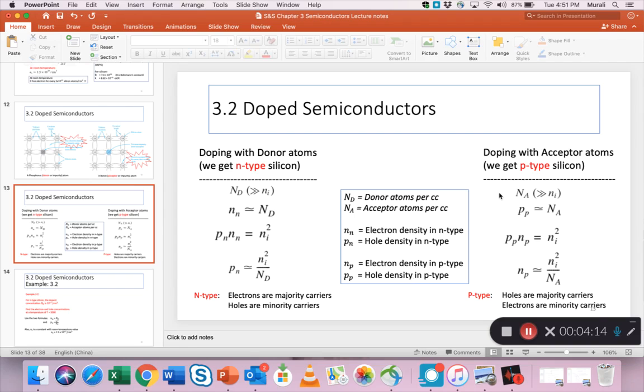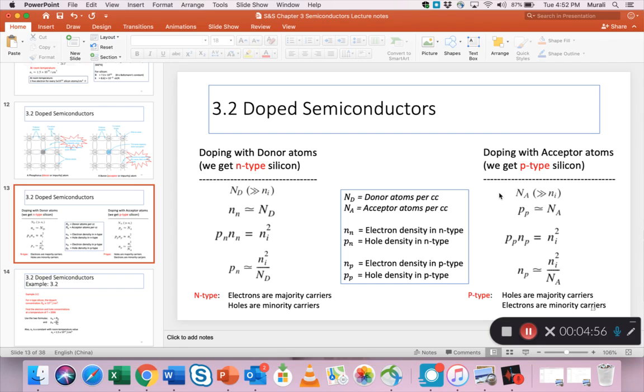A very important formula is the one that you see in the middle: if you multiply Pn by Nn, you get Ni square. What that means is the intrinsic density, with no doping, Ni, is considered the intrinsic density, both for electrons and holes, right? Because we know that intrinsically, with no external doping, the density of the electrons equals the density of the holes, and that's represented by Ni.